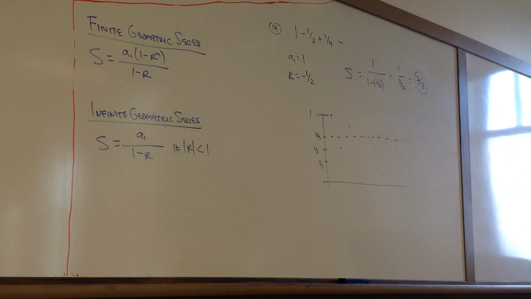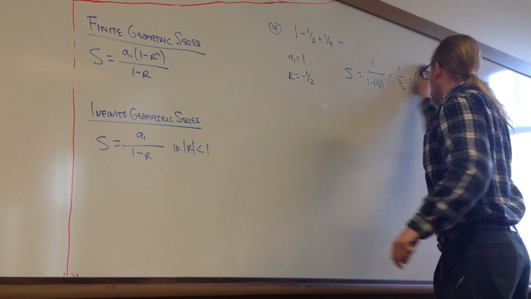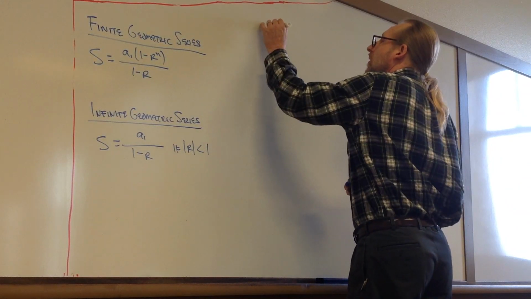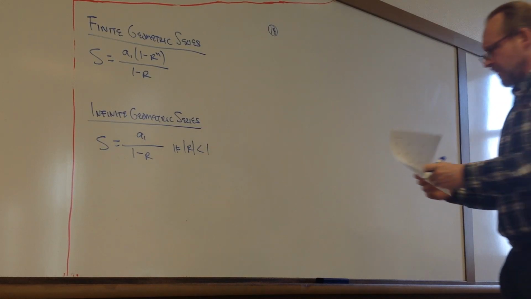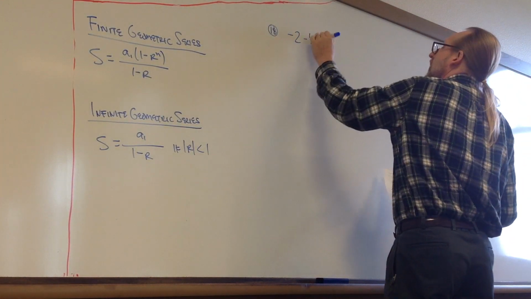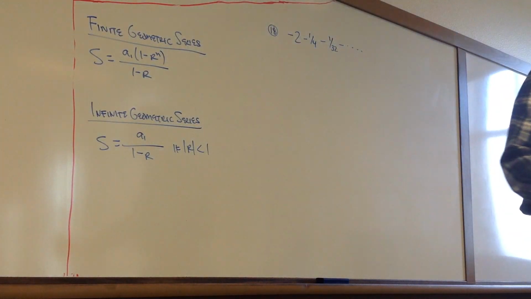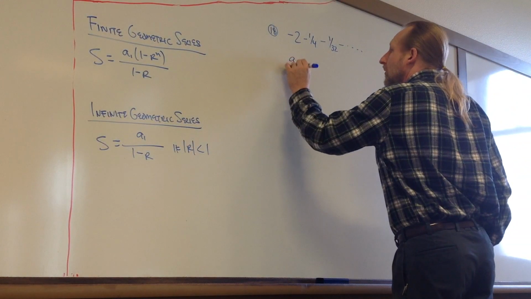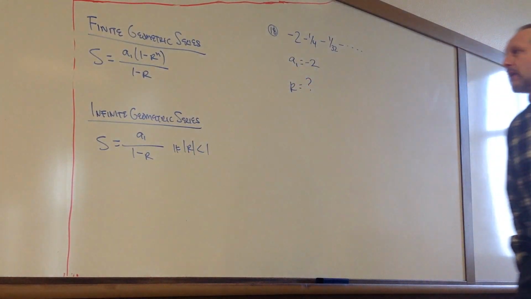Let's look at 18. 18 is also kind of interesting. So problem 18, we start out with -2 minus a fourth minus 1 over 32. Now notice this is not alternating. These are all negative numbers. Okay, so a sub 1 is -2. What is the constant ratio?